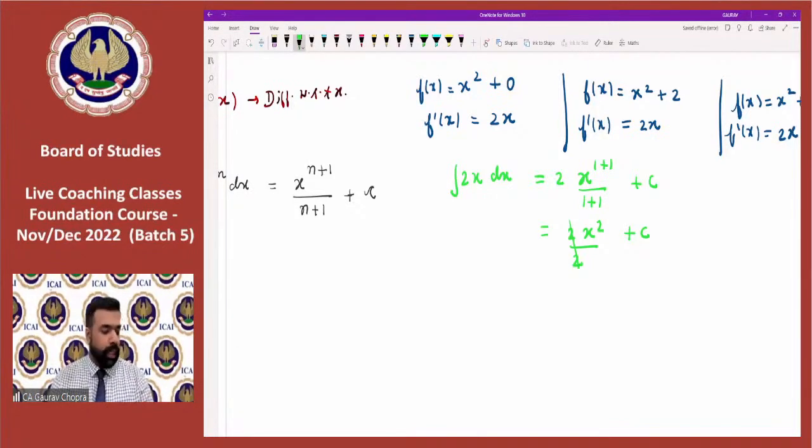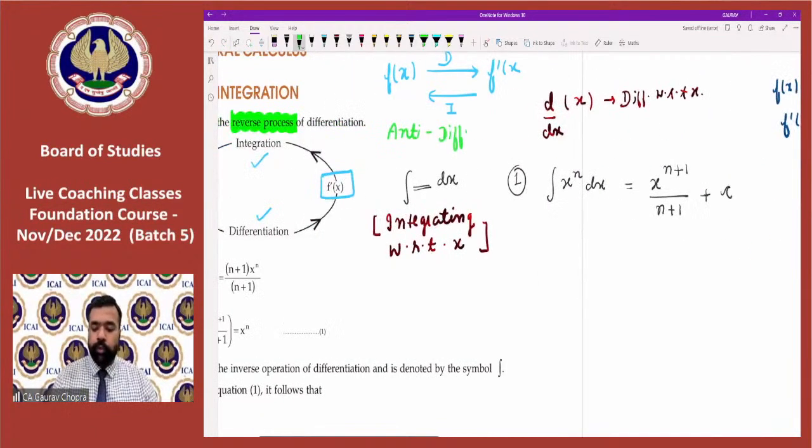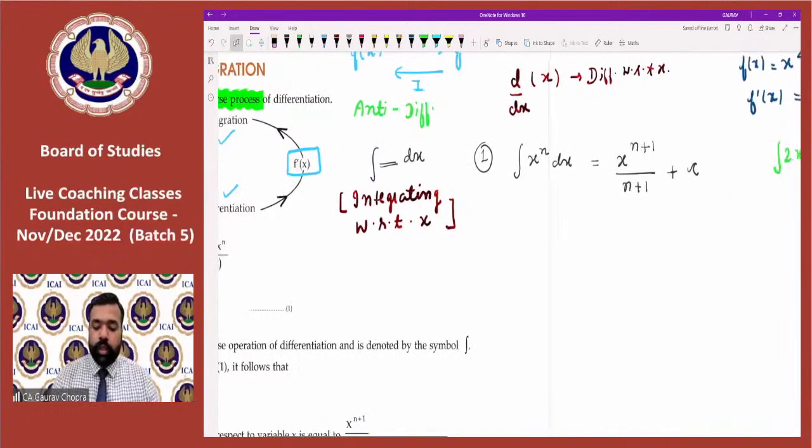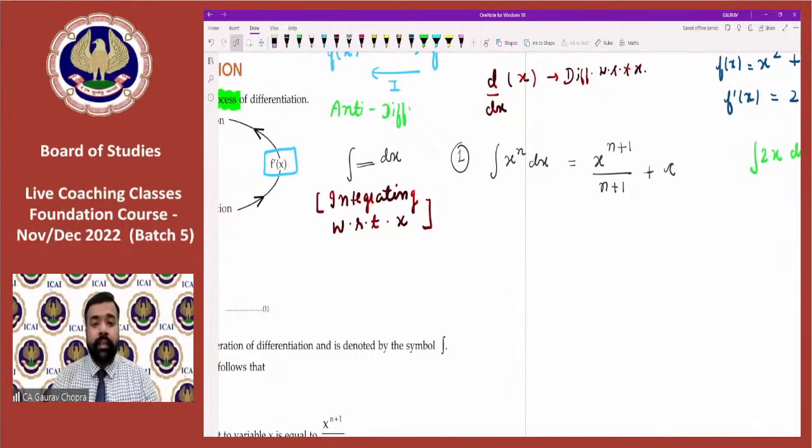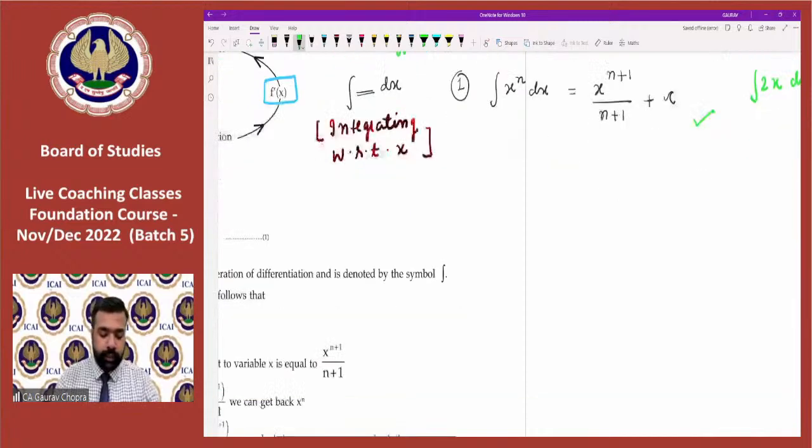So most of you have given the answers. That's great. So integration of 2x is simply x square plus c. So this was the first formula, and this is one of the most basic formulas for integration. x to the power of n integrates to x to the power n plus 1 divided by n plus 1. And then at last we will use plus c.